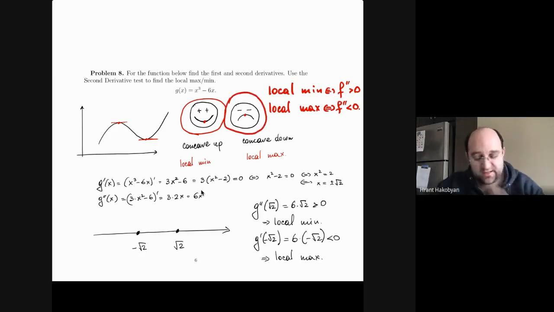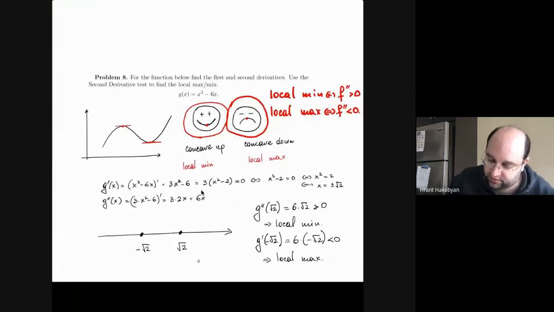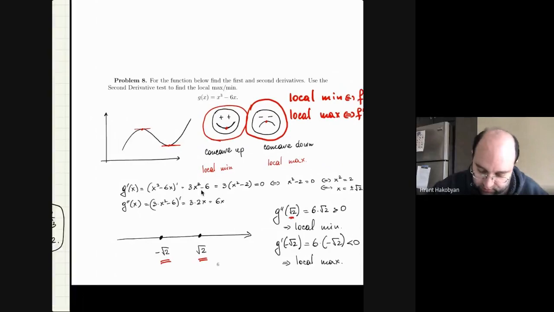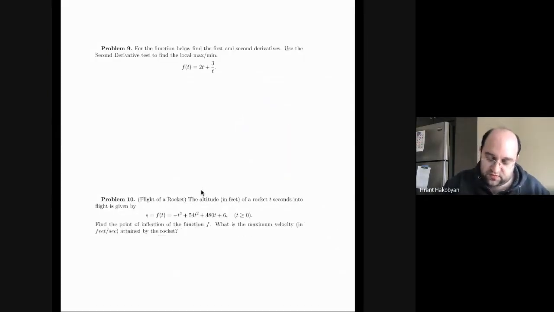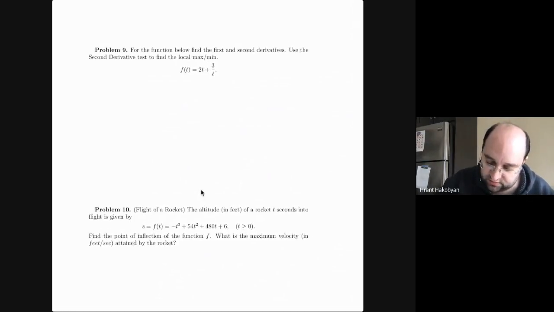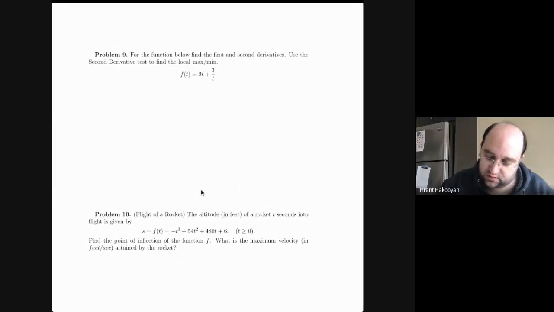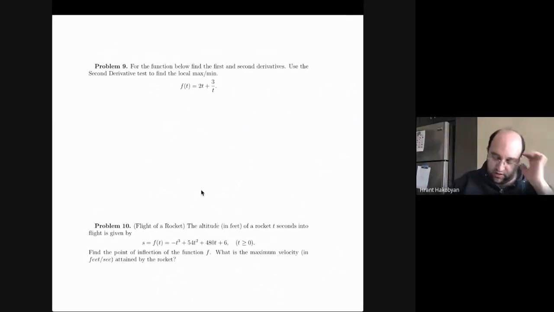Okay, so that's what we did. We figured out that there is a local minimum at square root 2 and a local maximum at negative root 2. Okay, so let's see what's the next problem. For this function, find the first and second derivatives and use the second derivative test to find the local maximum or minimum. So it's the same thing, but the calculation is a little different. So let's do it again.